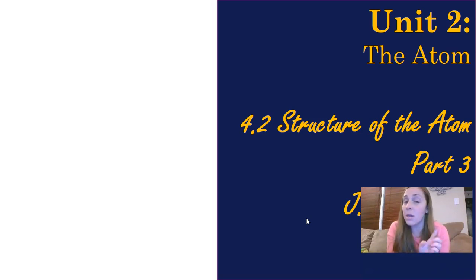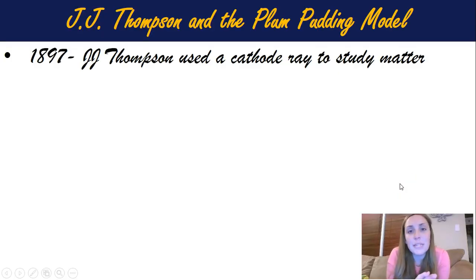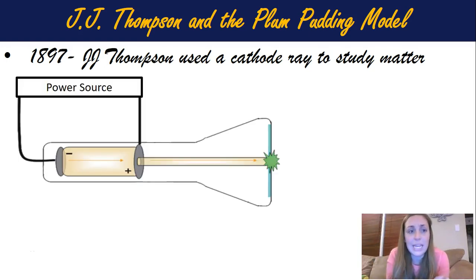Keep in mind also that you already know the structure of the atom, so you can kind of see where this is right and where this is wrong. So J.J. Thomson is responsible for what we're going to call the Plum Pudding Model, and we're going to explain why it's called the Plum Pudding Model by going through what he did. So in 1897, which really isn't that long ago, this is 120 years ago, J.J. Thomson used a cathode ray to study matter. So let's discuss what a cathode ray is.